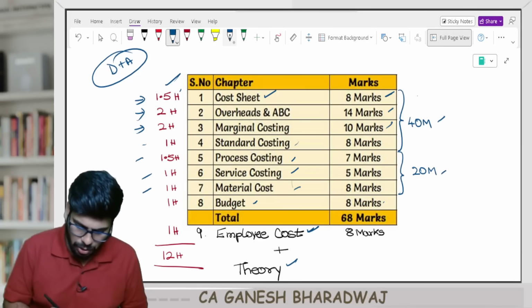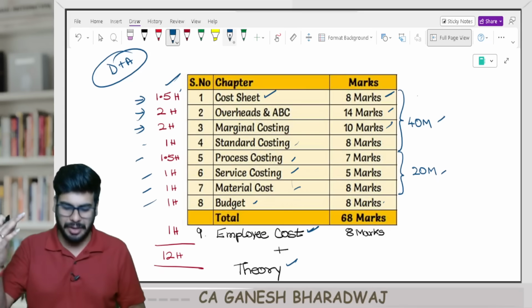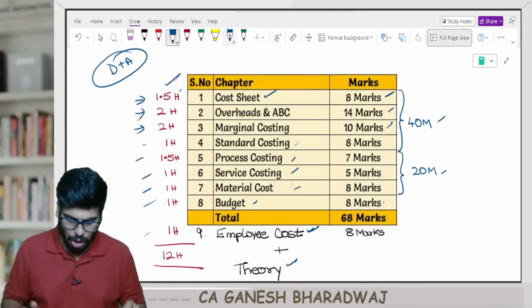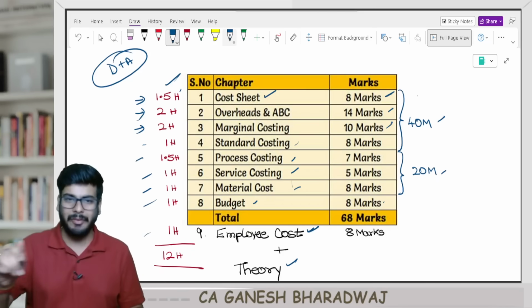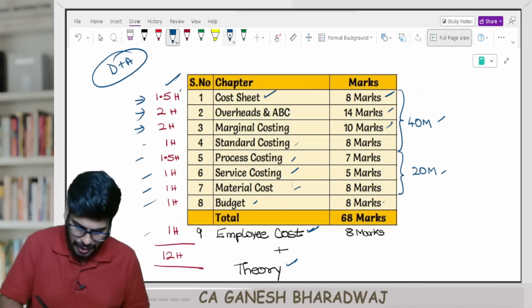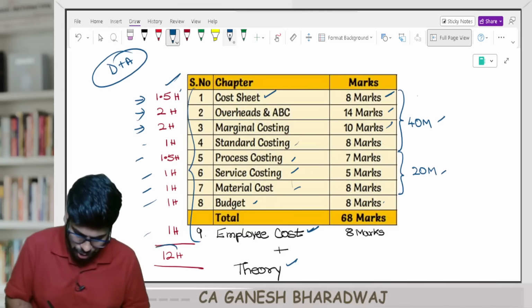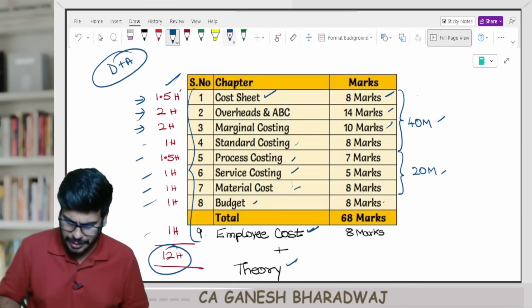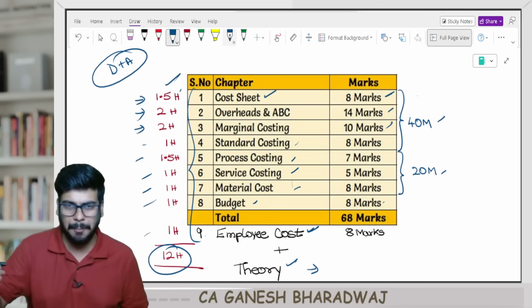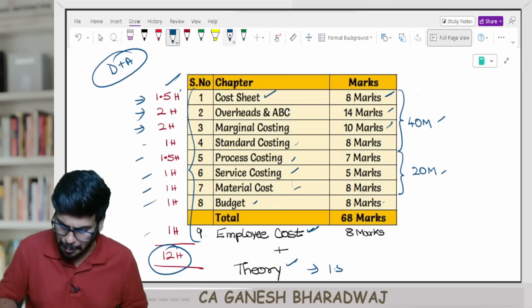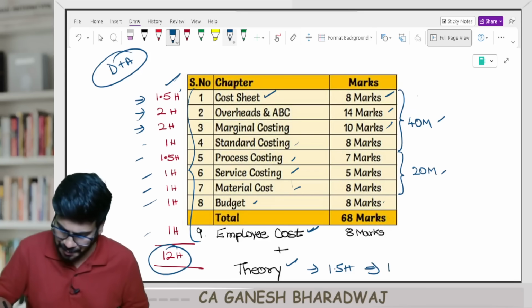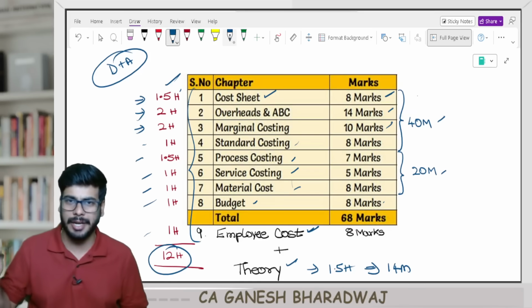Then your material cost, 1 hour. Then budgeting, 1 hour. That's about it. And even your employee cost, you can take about 1 hour. Overall, to cover these 9 areas, 9 chapters which I've mentioned here, it will take about 12 hours. Plus theory, I will be uploading a theory marathon video for approximately 1.5 hours. This carries a weightage of about 14 marks in your exam.